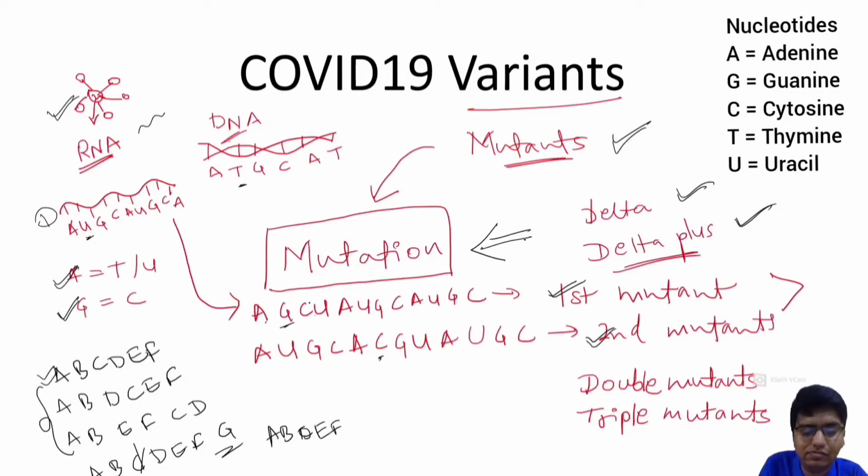And when this first mutant and second mutant get combined, suppose we draw one structure here, this is the first mutant and this is the second. If they are joined here, they will be known as double mutants, right? Two mutations are coming together. Triple mutant means three mutations. So these are the names basically.